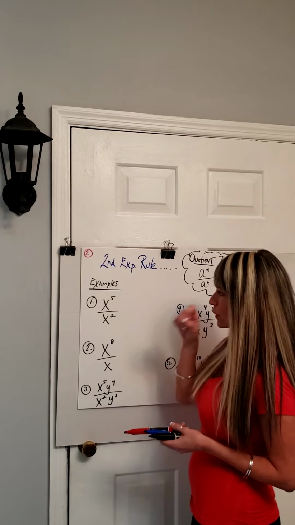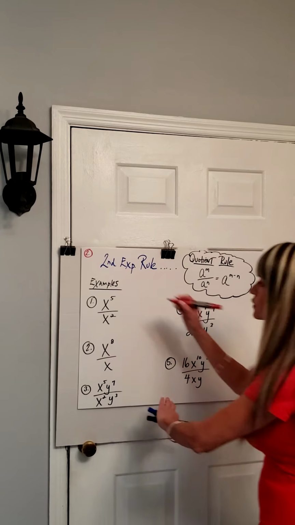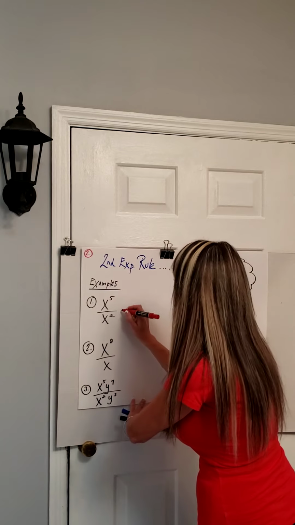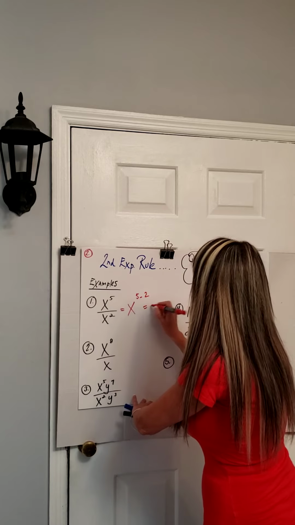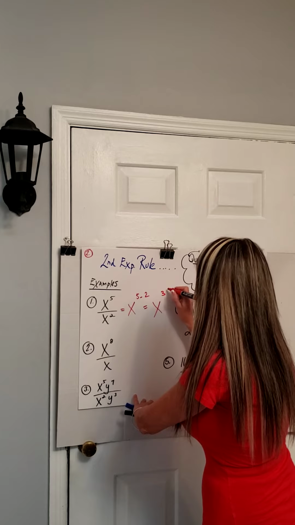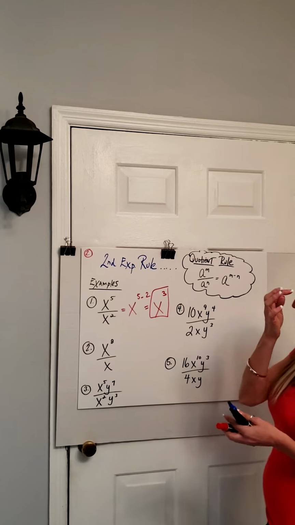Okay? So the first one here says x to the 5th divided by x squared. Okay, so they have the same base, the base of x. So I have x, I'm going to do 5 minus 2. So my answer is going to be x to the 3rd. X to the 3rd. Okay? Again, when you divide letters, you subtract their exponents. Okay, now look at problem number 2.